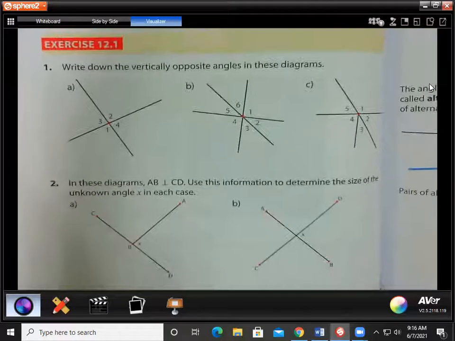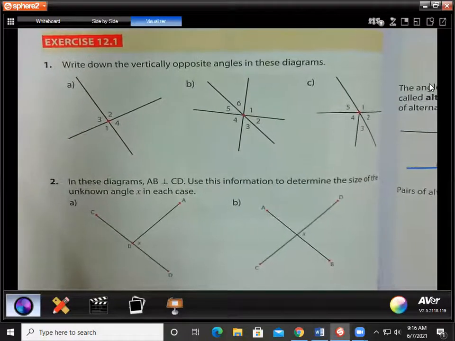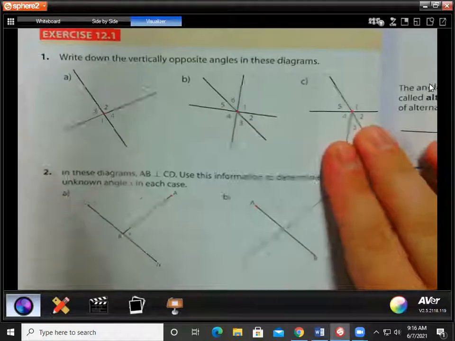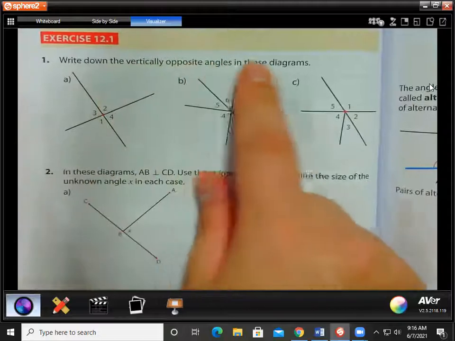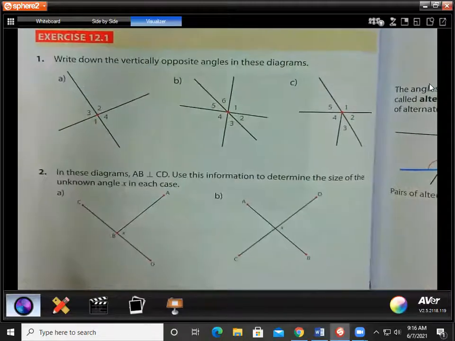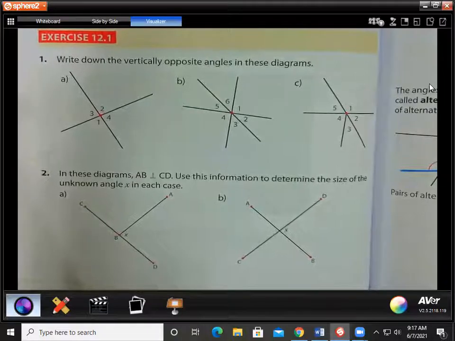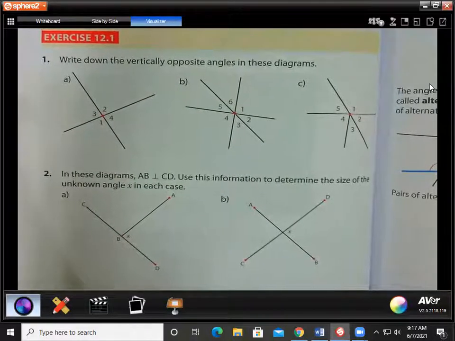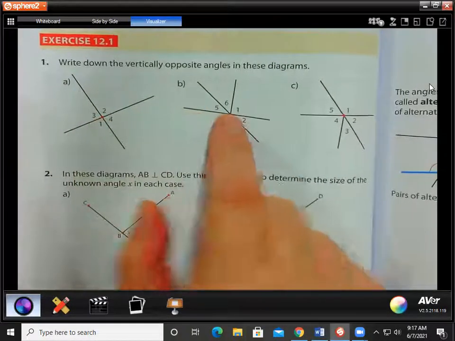Okay, now guys, this exercise has 3 parts to it. Questions 1 and 2 are on the one page, and then number 3 is on the next page. In number 1, they're saying, write down the vertically opposite angles in these diagrams. So they just want you to state which angle will be equal to which one because of vertically opposite angles. But guys, they haven't told you what those points are equal to.